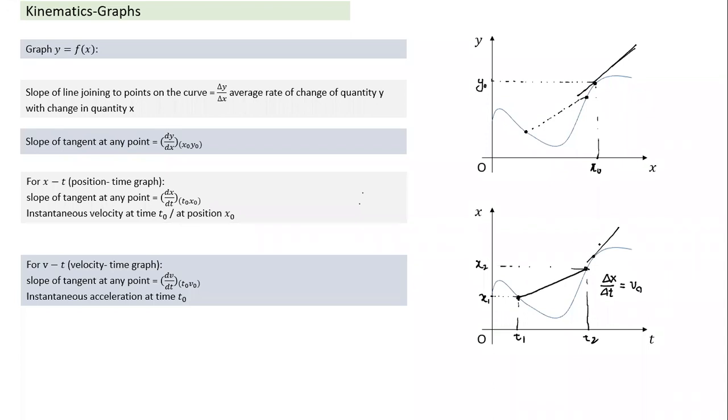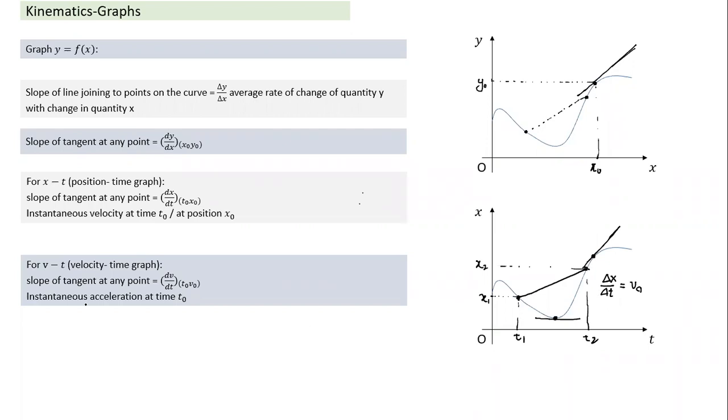And the slope of the tangent: if I draw a tangent here, the slope is positive. What does positive slope mean? At this instant, its velocity is positive, given this sign convention. What if I draw the tangent here, where the slope is 0? What does this mean? At this instant, the velocity is 0. Instantaneous velocity: the slope of a tangent at a point gives you the instantaneous velocity at that particular time.